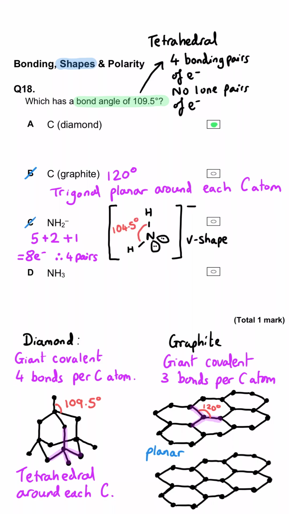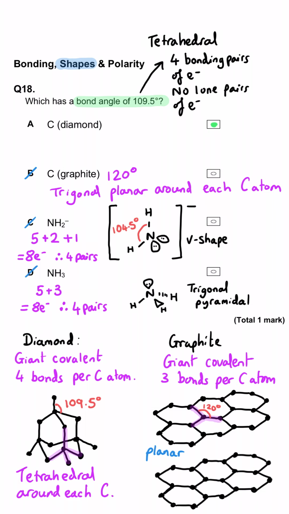In D, nitrogen, still in group 5, is bonded to 3 hydrogen atoms. There is no charge, so the total electrons is going to be 8. That means 4 pairs of electrons, 3 of which will be bonding pairs because of the nitrogen to hydrogen bond, and then there'll be 1 lone pair. That makes this a trigonal pyramid arrangement with a bond angle of 107 degrees. So to return to the correct answer, in diamond the carbon atoms are arranged in a tetrahedral structure and the bond angle is 109.5 degrees.